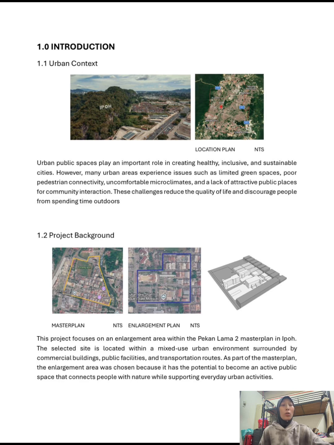Next is 1.2, project breakdown. This project focuses on an enlargement area within the Pekan Lampu 2 master plan in Ipoh. The selected site is located within a mixed-use urban environment surrounded by commercial buildings, public facilities, and transportation roads. As part of the master plan, the enlargement area was chosen because it has the potential to become an active public space that connects people with nature while supporting everyday urban activities.